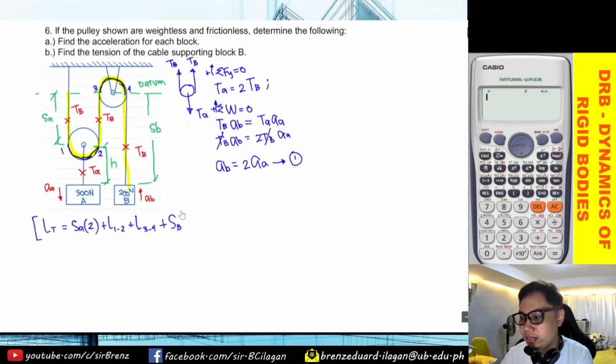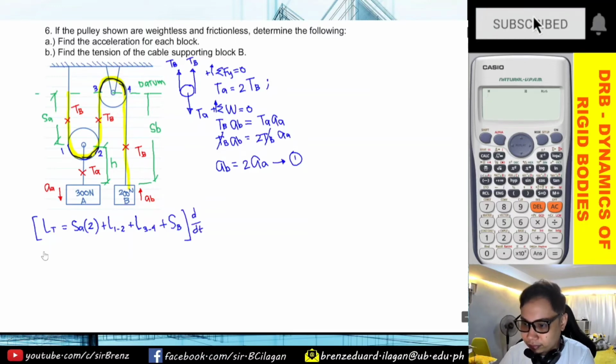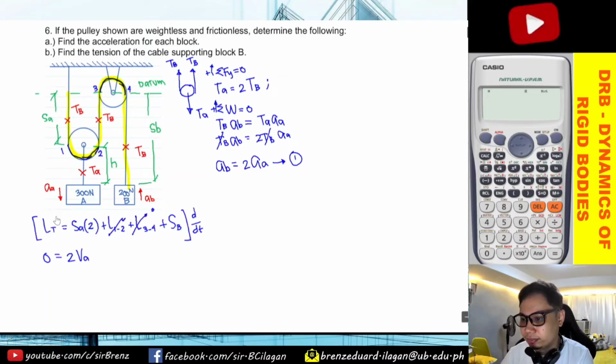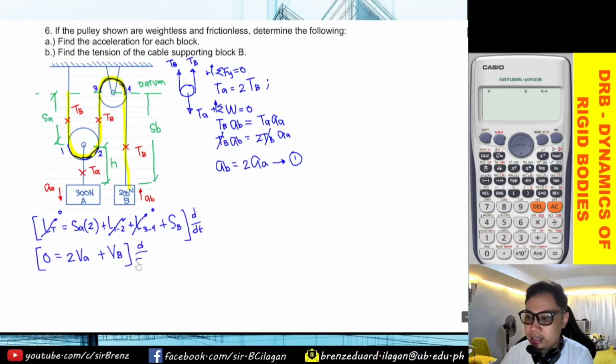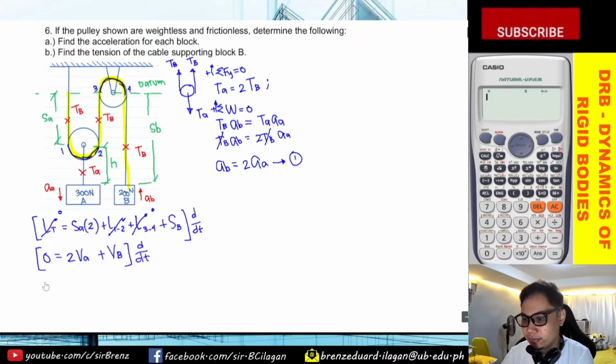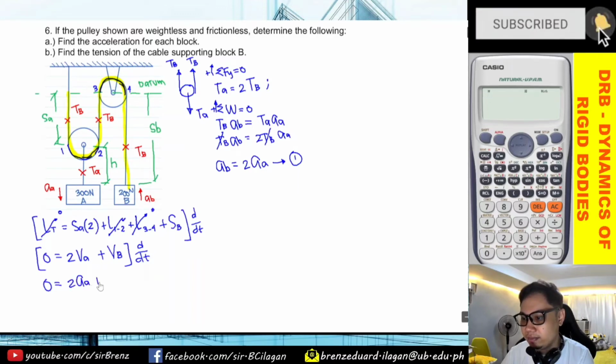So, when we take derivative of this, so d over dt. So, ano magiging equation niya? So, ito magiging 0 is equals to 2 velocity A, ito cancel na. Cancel na to. Plus yung velocity ni B. And then, ito, take the derivative again of that one. So, that will be 0 ulit. So, ito magiging acceleration in block A plus acceleration in block B.